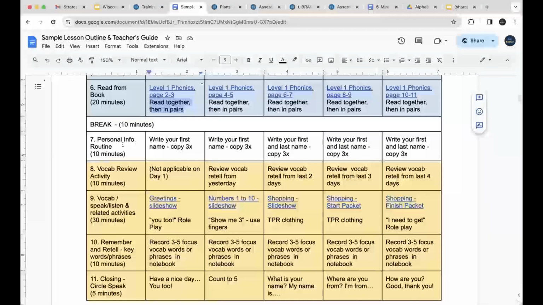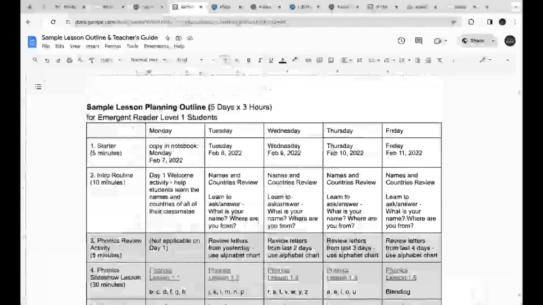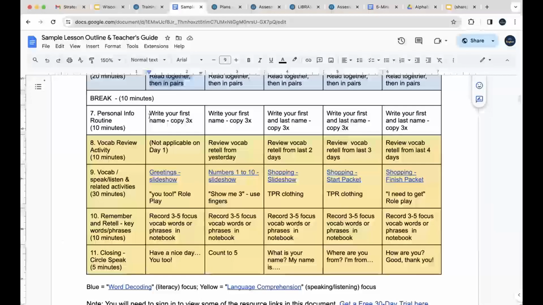After the break, I have a routine where we're working on personal information. So for this specific type of student, this emergent reader level 1 student, it can be really useful to every day spend a little time toward mastering personal information.